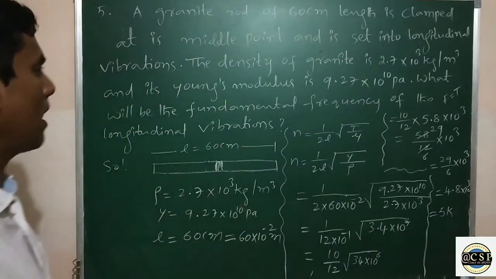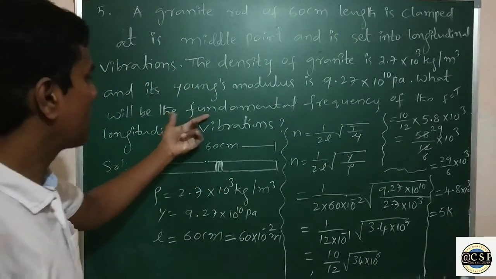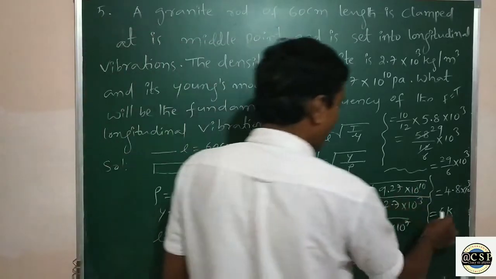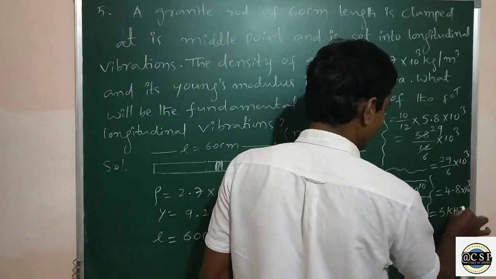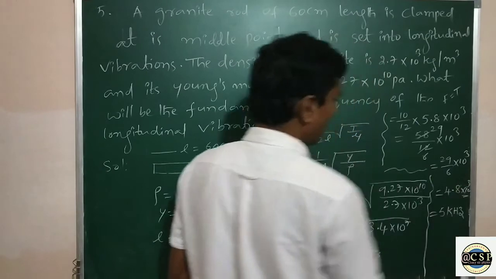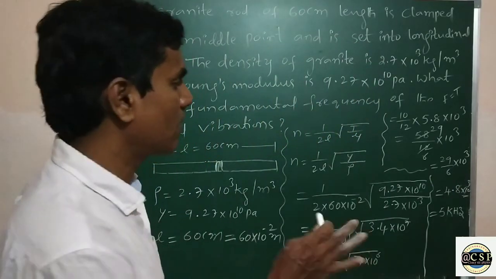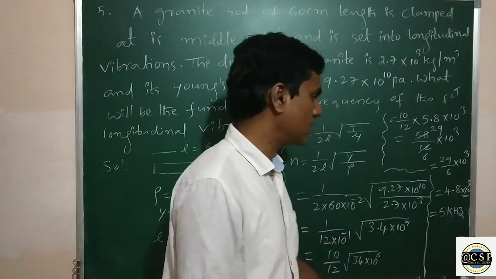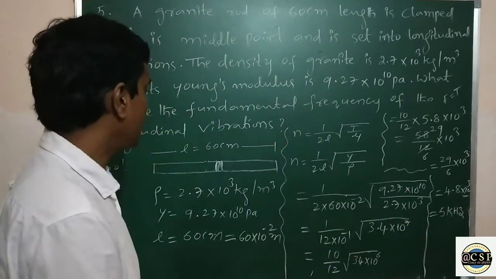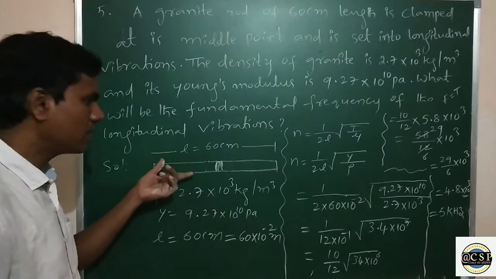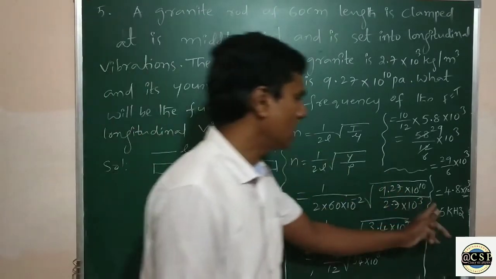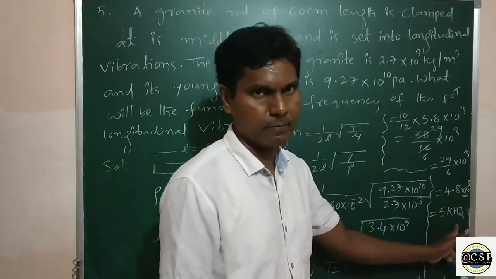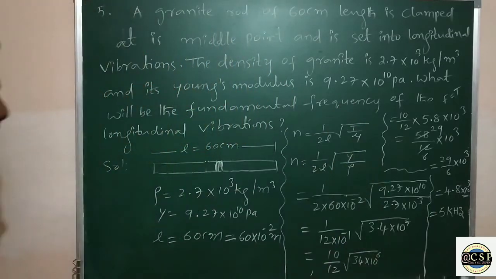kilowatt. What we have to calculate here? Frequency, the fundamental frequency, 5 kilohertz. Here kilo is already 10 power 3, so in place of 10 power 3 we can write kilo. So 5 kilohertz. What is the fundamental frequency of vibrating this rod? That is 5 kilohertz, that is the answer.